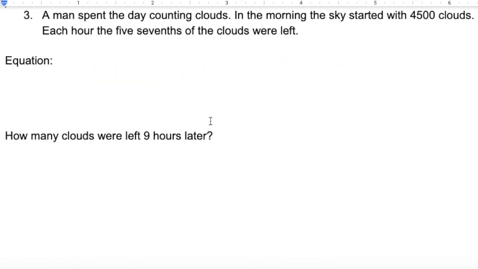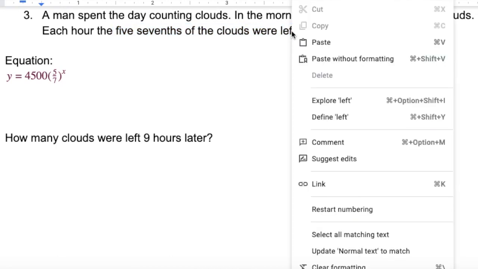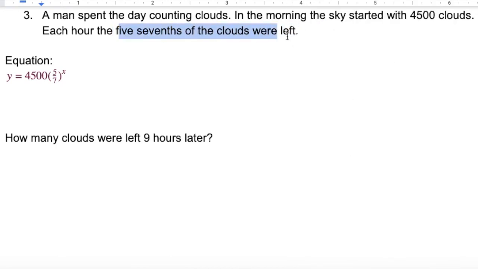And finally, a man spent the day counting clouds. In the morning, the sky started with 4,500 clouds. Each hour, 5/7 of the clouds were left. So what's the equation to represent this? All right, so this is the equation. Y equals 4,500 times 5/7 to the power of x. The fraction doesn't change because you're not gaining clouds, you're not losing clouds. There's exactly 5/7 left. So you just put 5/7 in there.